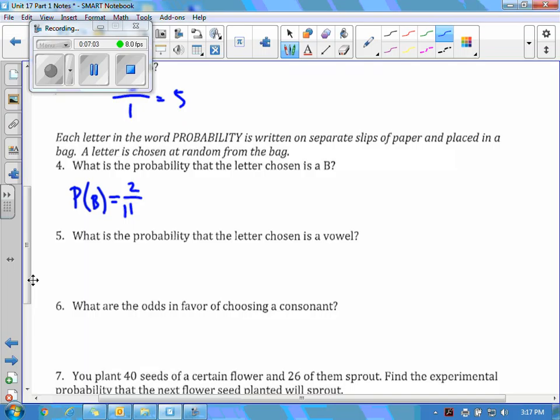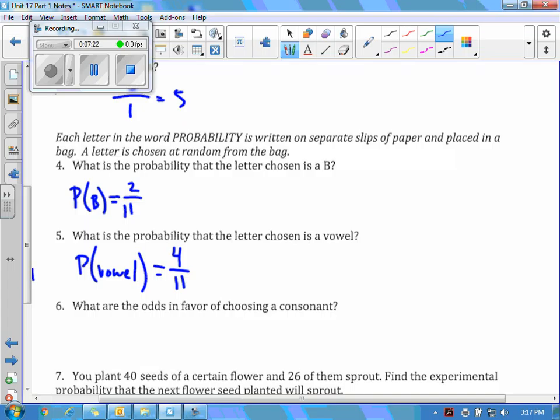Next it says, what is the probability of the letter chosen as a vowel? So I'm going to put P, and then I'm going to put vowel inside the parentheses, because that's my event. I count up all the vowels, there's 4 vowels over 11 total letters.